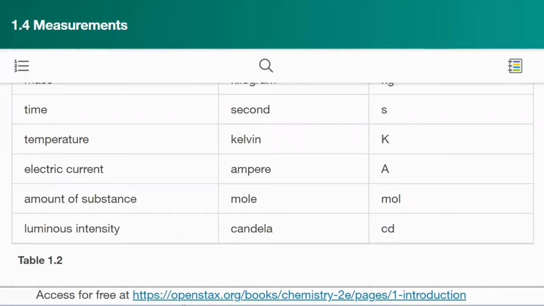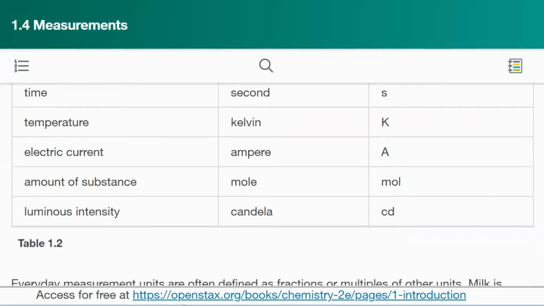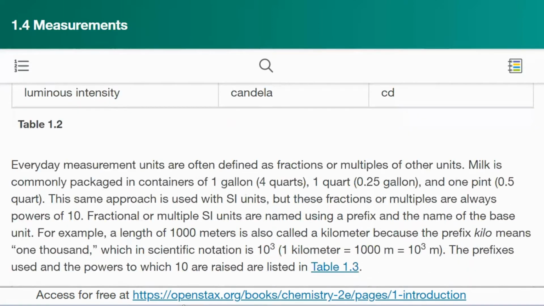Electric current, ampere, and that's symbol capital A. Amount of substance, a mole, and it's represented with mol. Luminous intensity, candela, and that's represented with cd, and that's table 1.2.